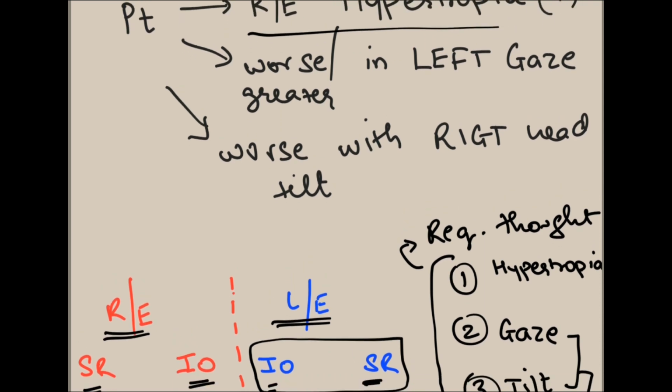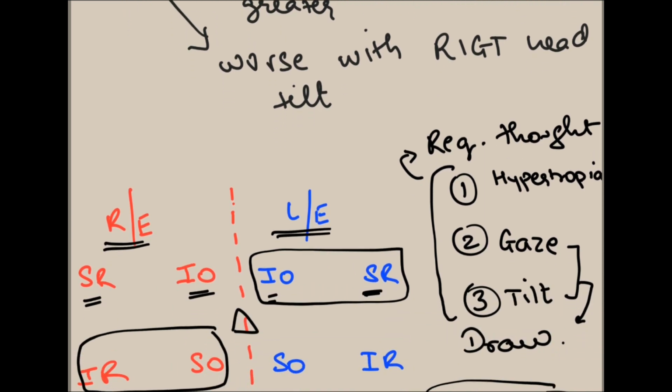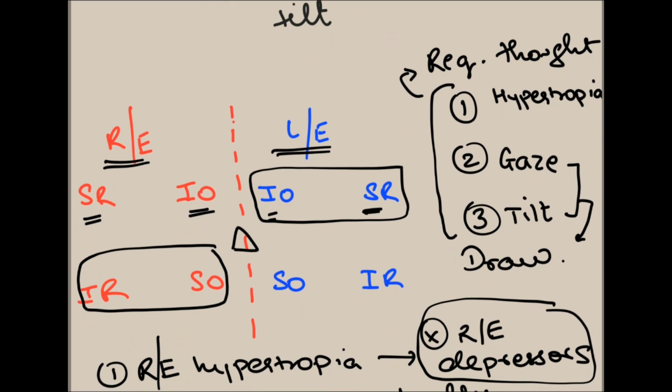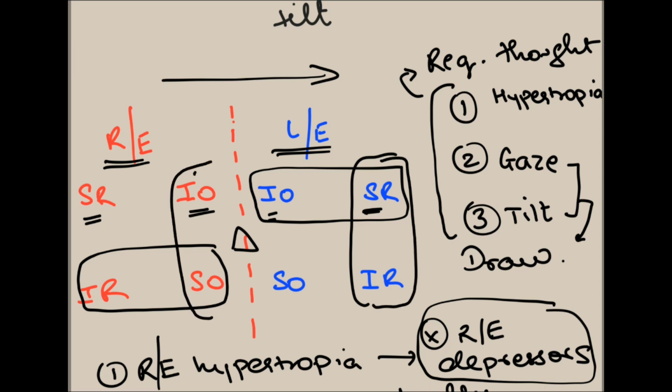So the question says that it is worse in the left gaze. So left gaze, that is towards this side. So we are going to just draw a circle enclosing both the muscles on the left side for both the eyes.